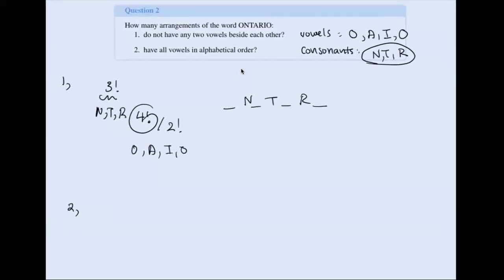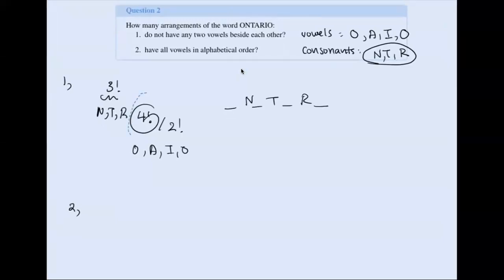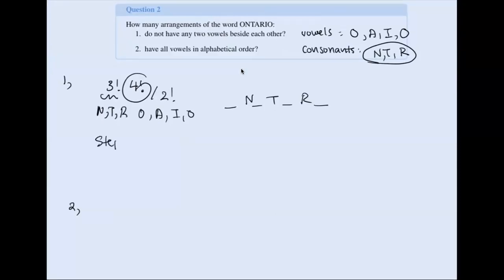This one should be like this. So the student was saying that in order for 2 vowels to never be next to each other, the setup for vowels and consonants. So first, we will decide the order for vowels and consonants.